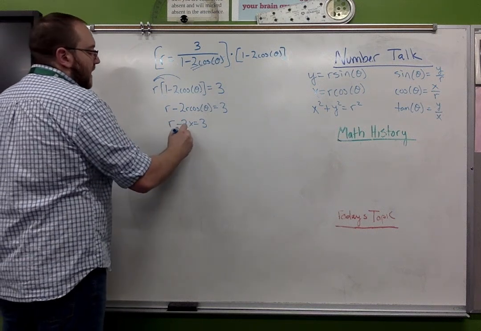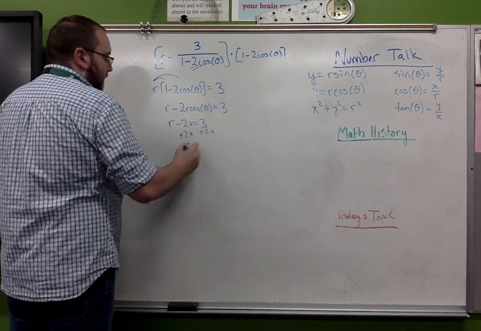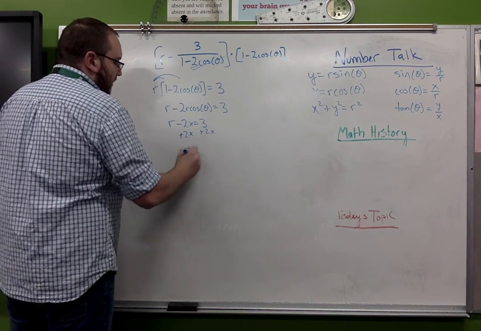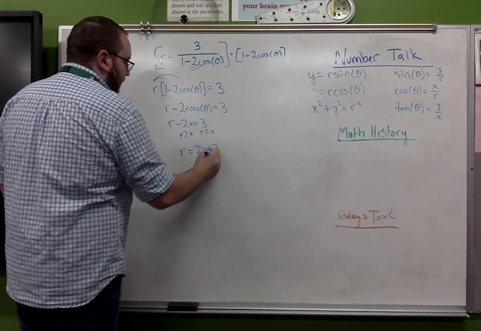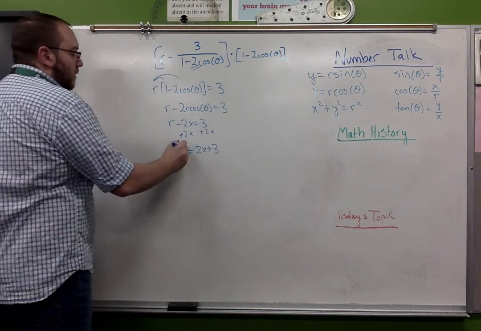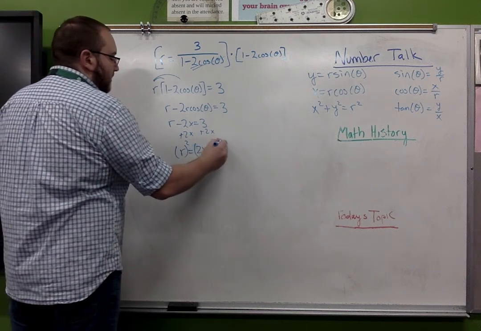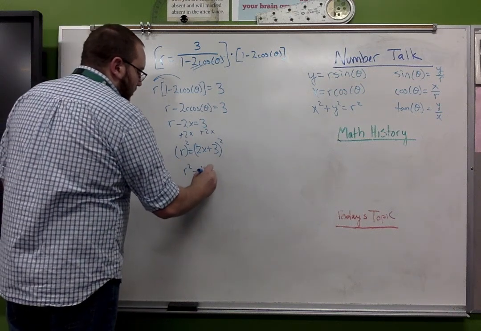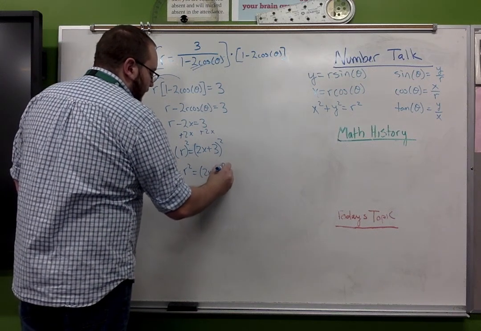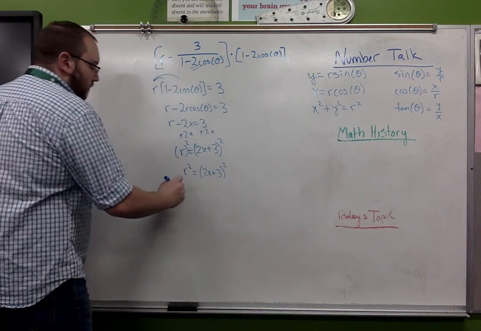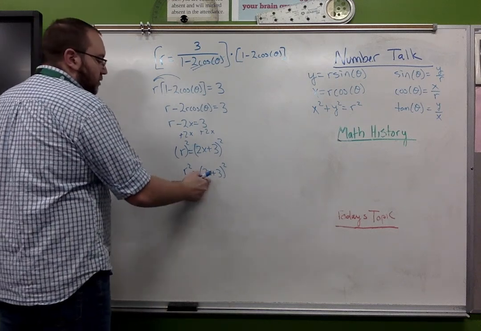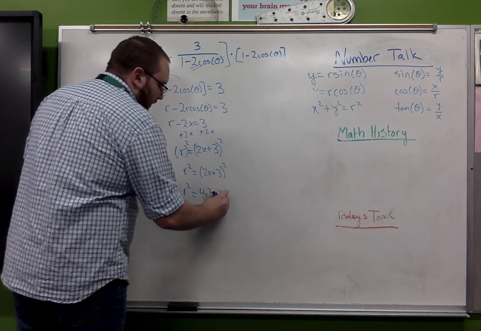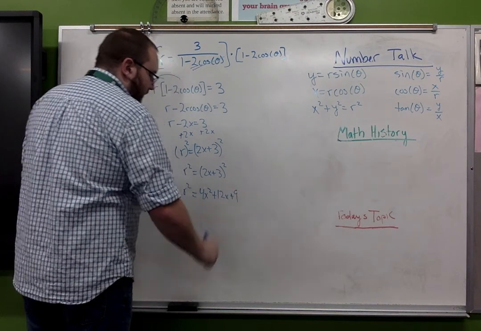So what I'm going to do first is add 2x to both sides. So we get r is equal to 2x plus 3. And now if I square, I have r by itself still. So I have r squared is equal to (2x plus 3) squared. When I distribute this, I get 4x squared plus 12x plus 9.